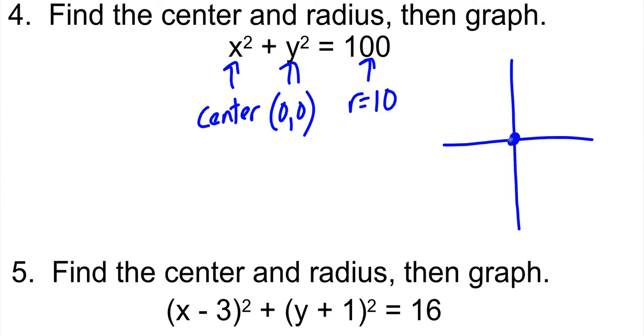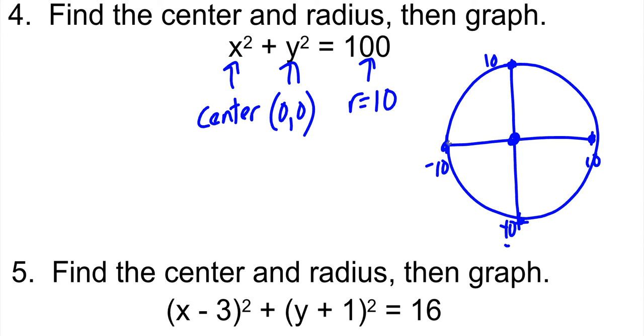So here is my center, and I'm going to go right 10. Let's just pretend that's 10. I'm going to go up 10. I'm going to go left 10. I'm going to go down 10. And I'm going to do my best to draw a circle that doesn't look terrible.